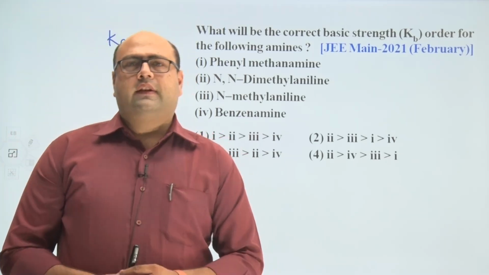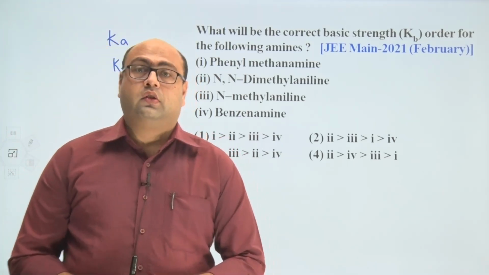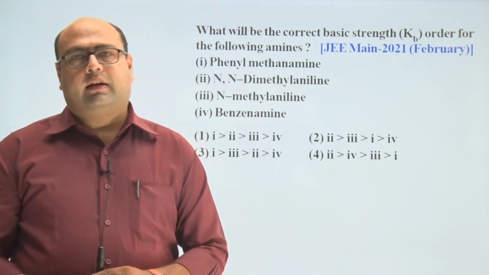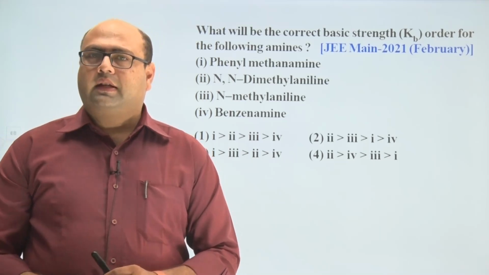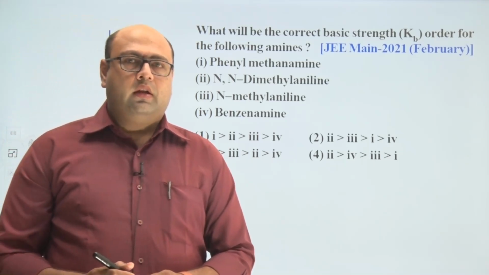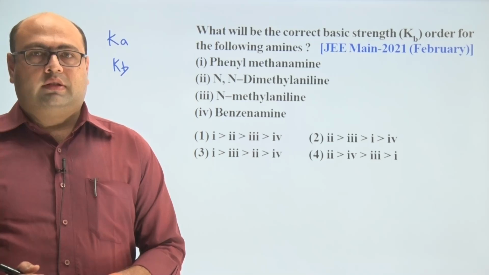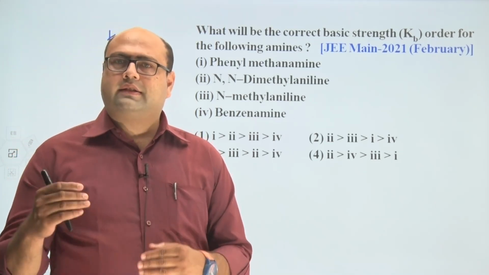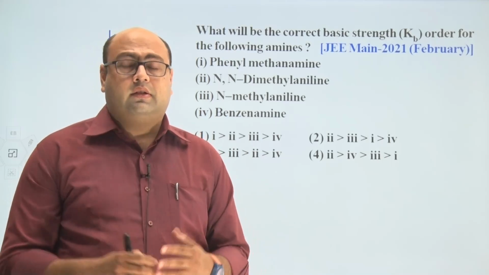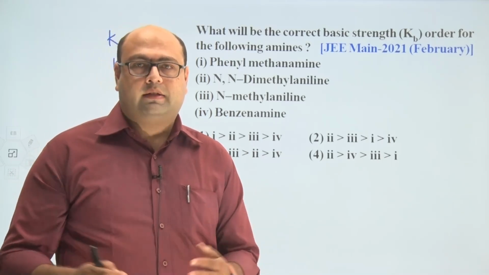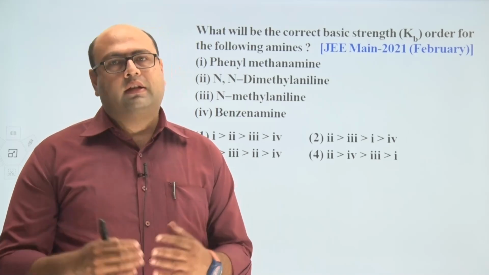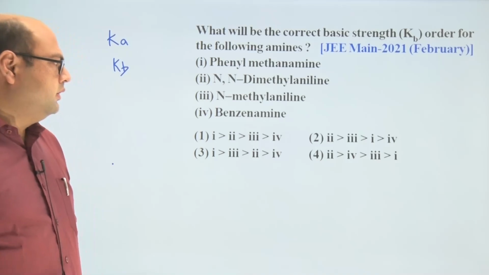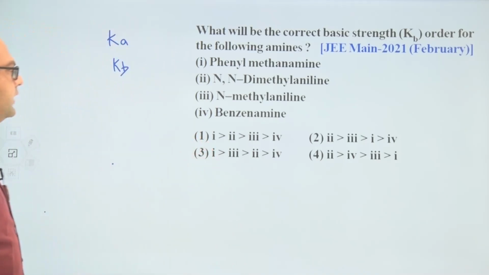We have studied Lewis acid and base theory in lower classes. Lewis acids are those substances which accept electrons, and Lewis bases are those substances which donate electrons. So if you are donating the electrons easily, then you are a strong base. If you are not donating the electrons easily, then you are a weak base. On that criterion we will be working in this question.